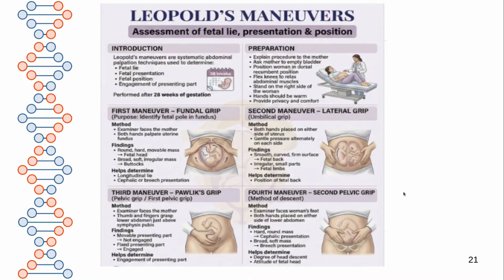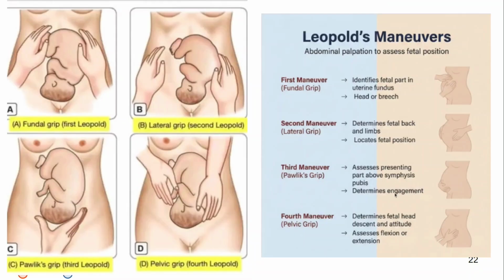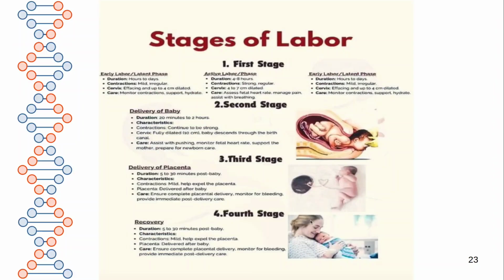Like this you will get the question: Leopold's maneuver for the assessment of fetal lie, presentation and position. The same thing you can see here: fundal grip, lateral grip, second Leopold, Pawlick's grip and pelvic grip. Assess the presenting part.